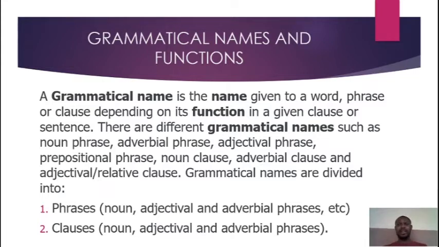But nevertheless, there are two major classes of grammatical names and functions. The grammatical names are divided into two major classes. One, the phrases, and two, the clauses. Under the phrases, we have the noun phrase, the adjectival phrase, and the adverbial phrase. But under the clauses, we have the noun clauses and adjectival clauses, and also the adverbial clauses. So these are the two basic classes.